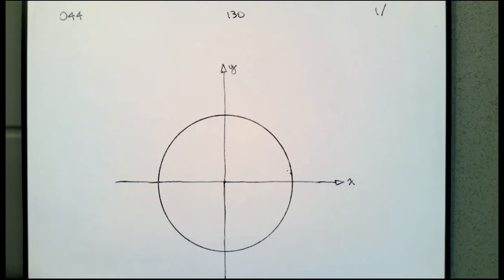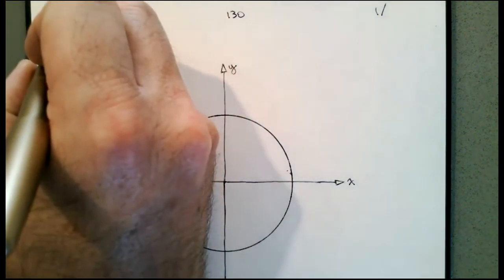Today, we're going to continue looking at the unit circle approach to trigonometric functions. So what we have here is a unit circle. That means it's a circle with a radius of 1. That's what the unit refers to. So this is a unit circle.